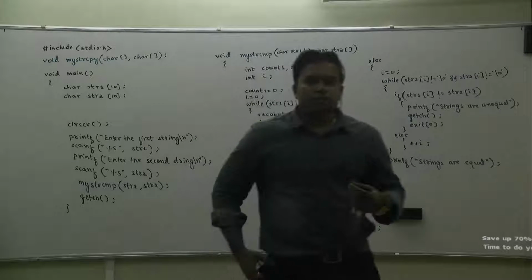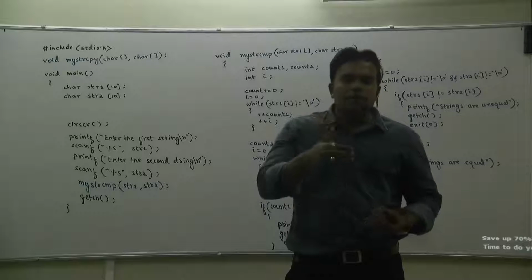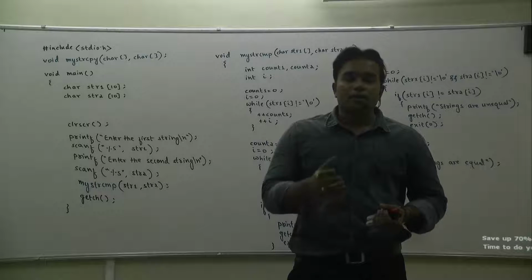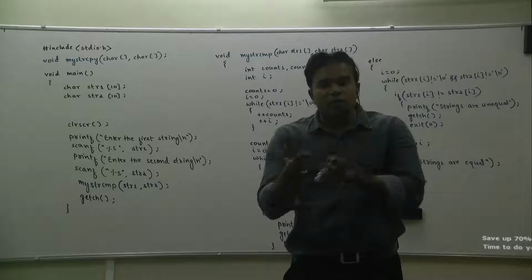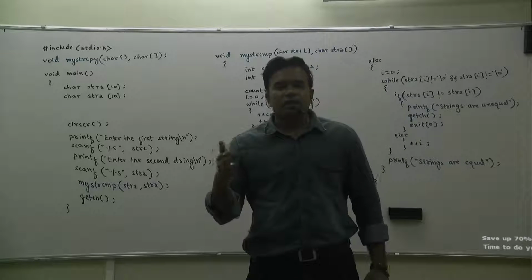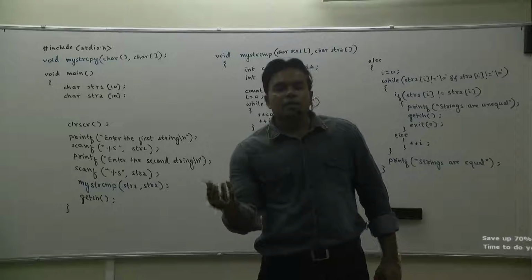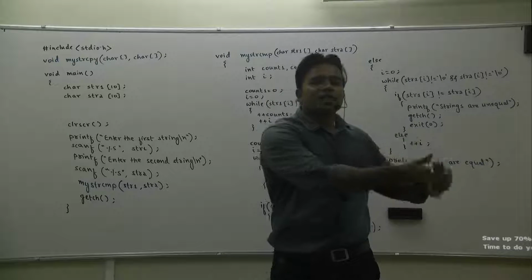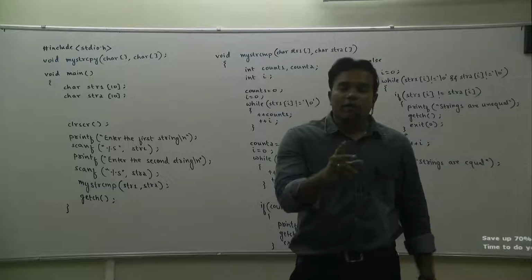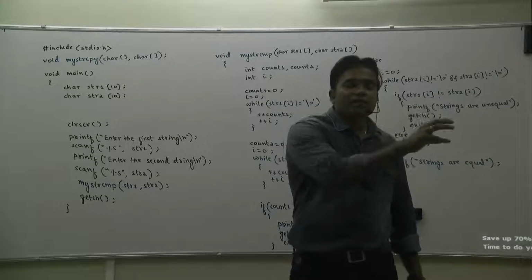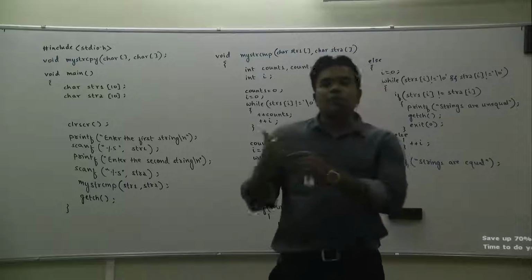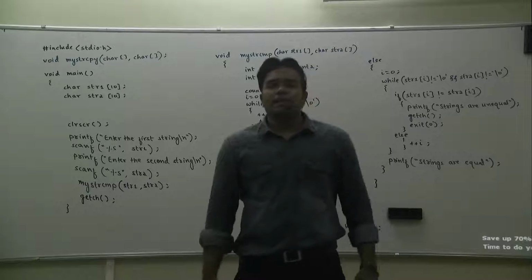Alright, so now I would like to further alter this program in a manner where the result of the comparison would be given back to the main function. As of now, what is happening? Main is collecting the first string, main is collecting the second string, main is calling the my string compare function. The my string compare function is doing all the work and also printing the result. I want to modify it. Let the my string compare function only get the result. Let it not display the result. Let it send it back to main, and in main I would like to display it.